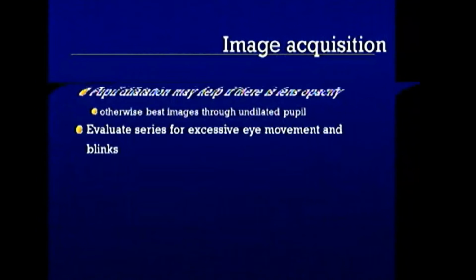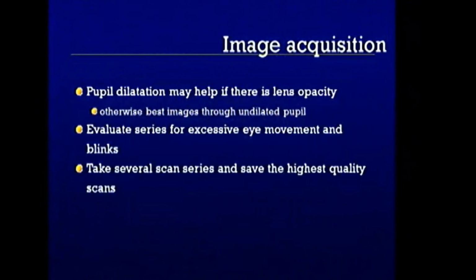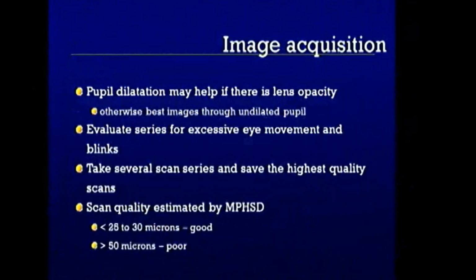The images can be checked for excessive eye movement and blinks, and the software can help you with that. And you can take several scans, as the images do not take very long to acquire, so if you're not happy with the first image, you can take several images to decide on the best one. And like I said, the best indicator of scan quality is this mean pixel height standard deviation, which tells us how variable the image quality is.